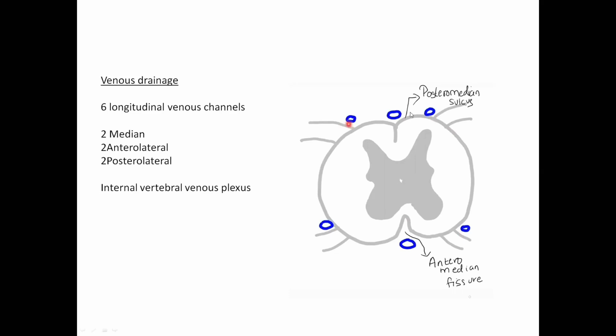These 6 longitudinal venous channels finally drain into the internal vertebral venous plexus. This internal vertebral venous plexus, remember where it is present? In the epidural space of the vertebral canal.